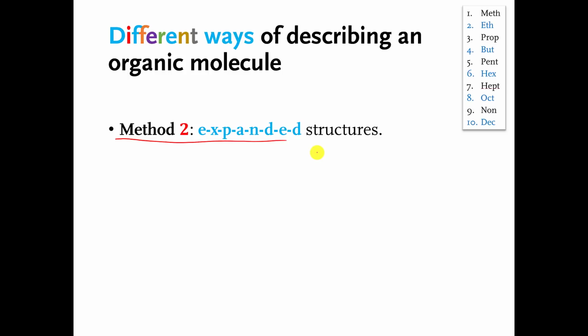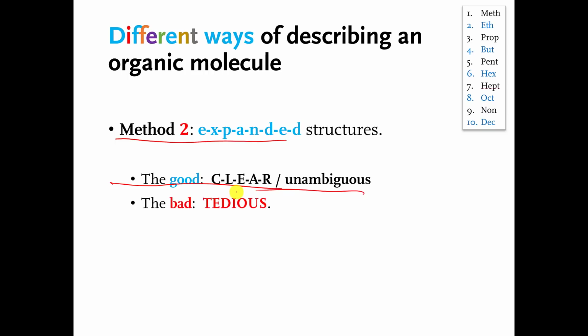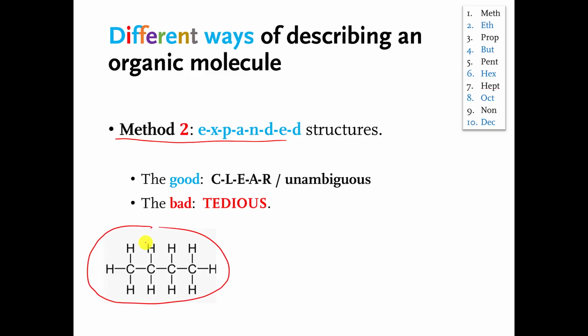You have already seen that because that is what I have been drawing. The good part about it is that it's clear. Nobody's ever going to be confused. The bad part about it is that it's tedious. It is a pain to keep writing expanded structures, especially for big organic molecules. So this is an expanded structure. I wrote every single atom. I wrote every single attachment.